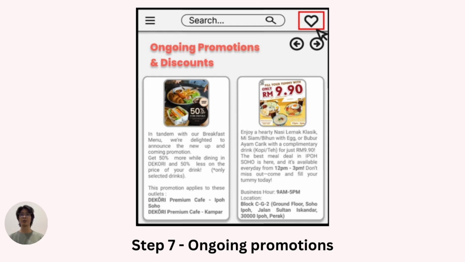Lastly, users can also click on the heart shape on the top right corner, which shows the ongoing promotions that highlight discounts and special deals, helping students to save money while picking their favorite restaurant at the same time. Overall, these prototype features work together to simplify decision making and improve the overall user experience for QIU students.